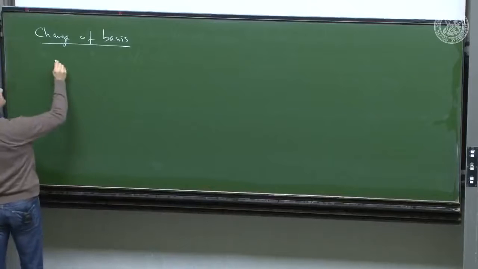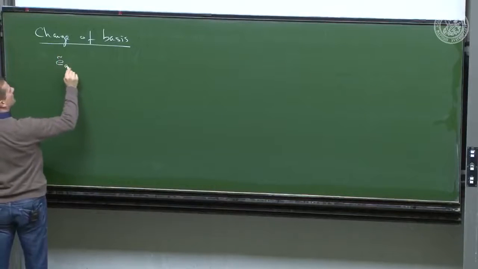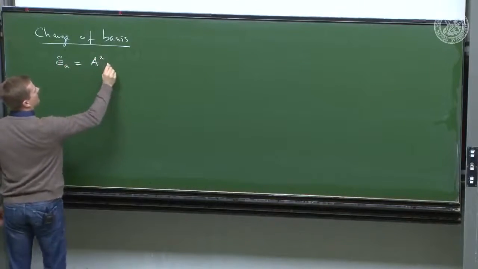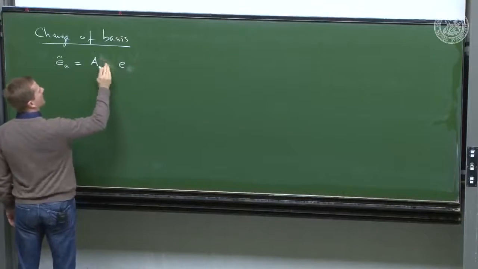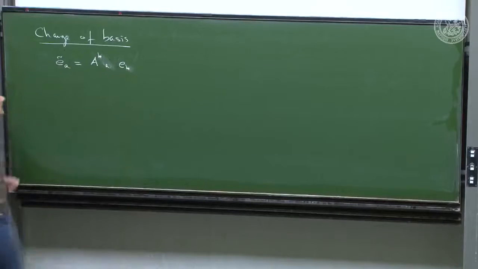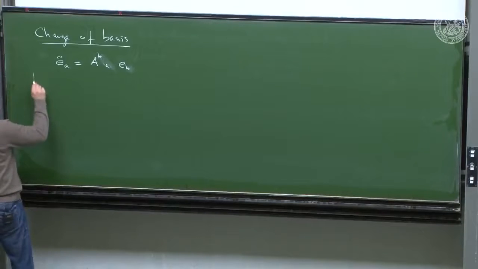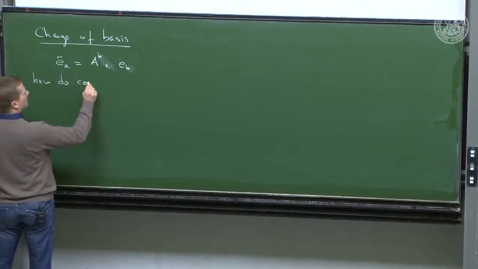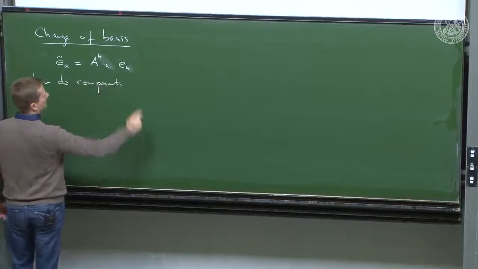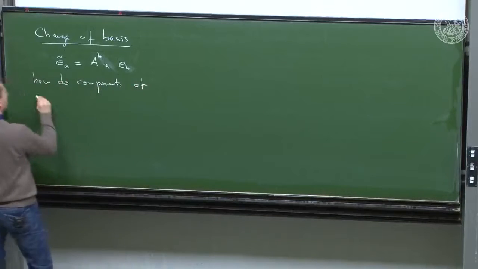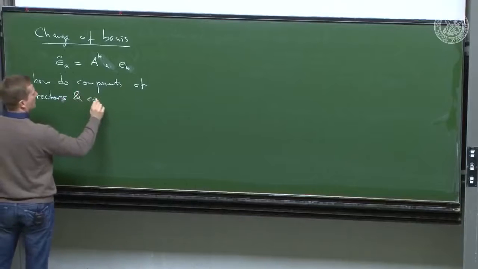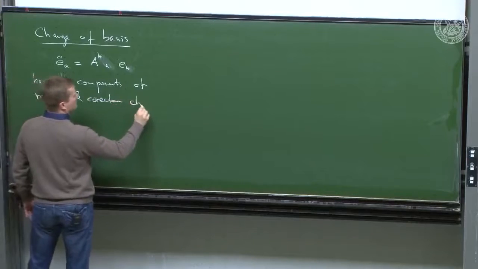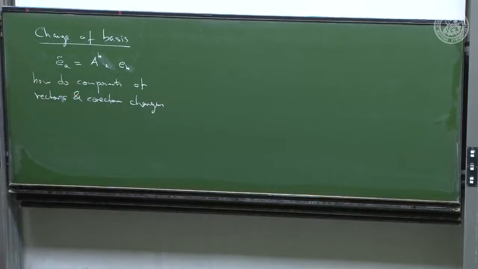The change of basis: I have a basis and I define a new basis, tilde E_A, by some coefficients, A_A^B, times E_B, and I study how the components of vectors and covectors change, because the components are basis dependent.